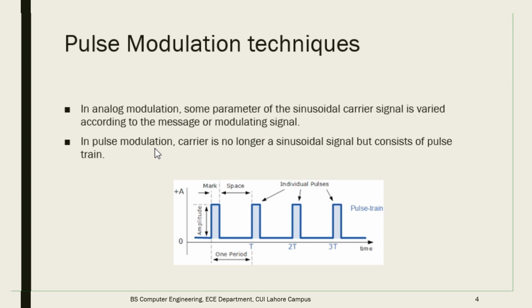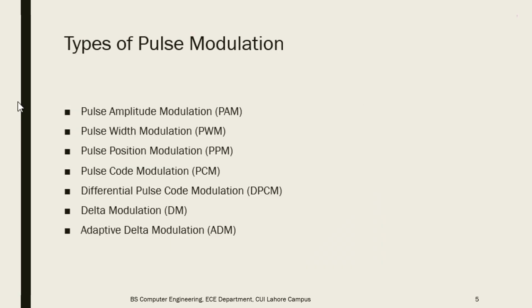But when we talk about pulse modulation, then the carrier is no longer a sinusoidal signal, but it consists of a pulse train. So this is basically a representation of a pulse train, and it will now act as a carrier signal for pulse modulation. There are different types of pulse modulation which we will study. The first one is pulse amplitude modulation, then pulse width modulation, pulse position modulation, pulse code modulation, differential pulse code modulation, delta modulation, and adaptive delta modulation.